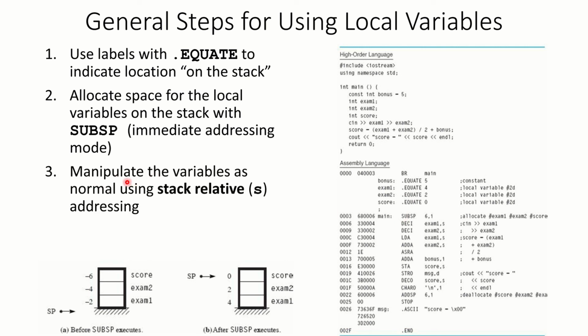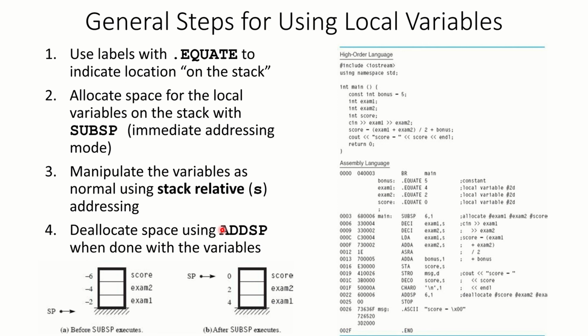Then once we have the space allocated, we just work the whole program as we normally would. We just use stack relative for addressing, because we're not using D for direct, because we can't go to a specific location in memory anymore. We have to go into a location in memory relative to the stack pointer. So that's what the S does. And then once we're done using all our variables, we deallocate with an add sp. So that's the general procedure.